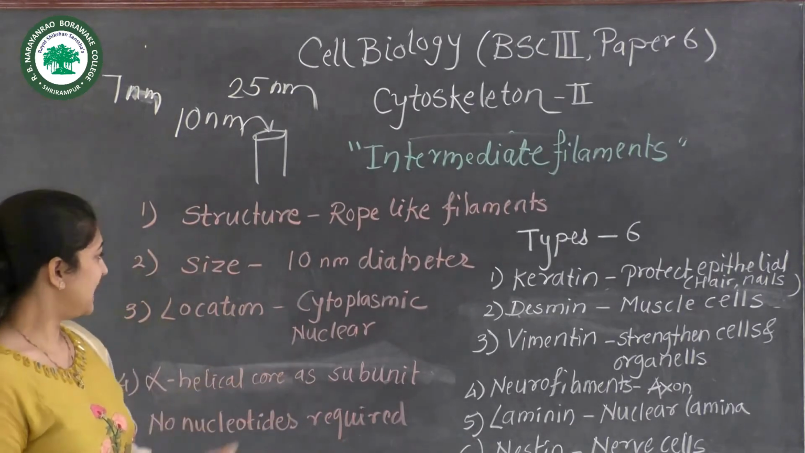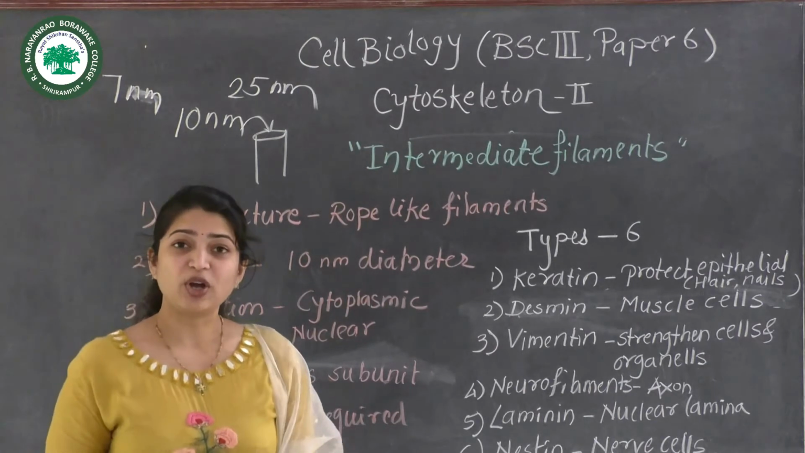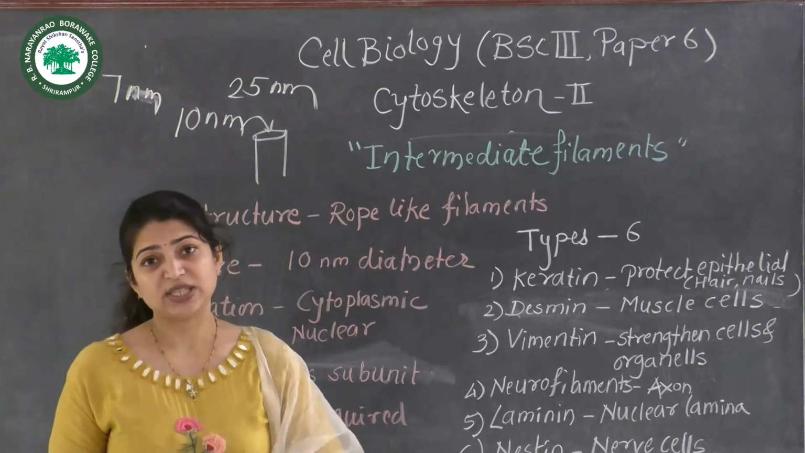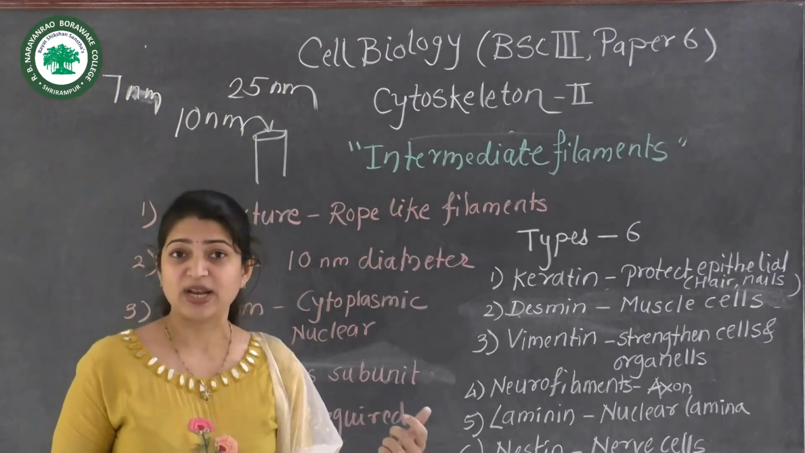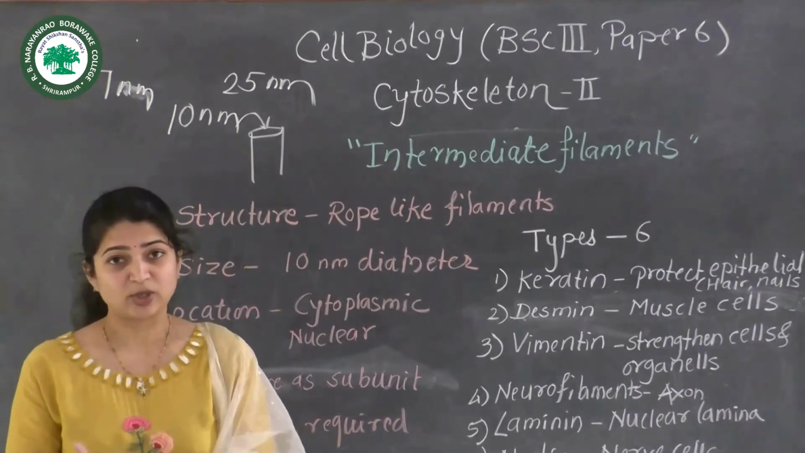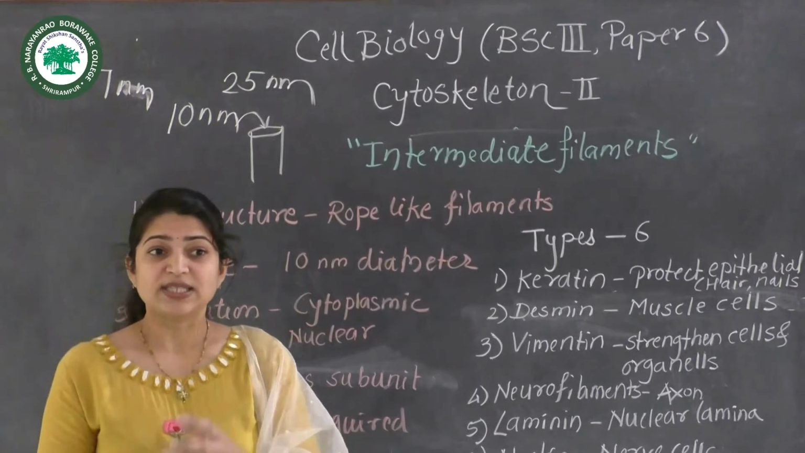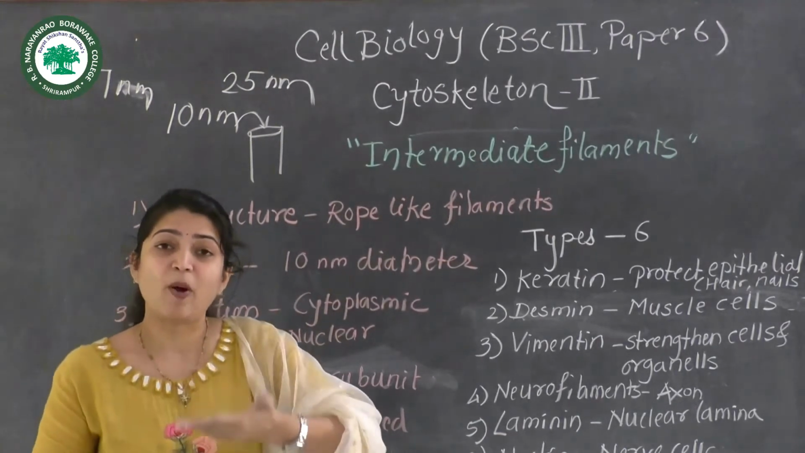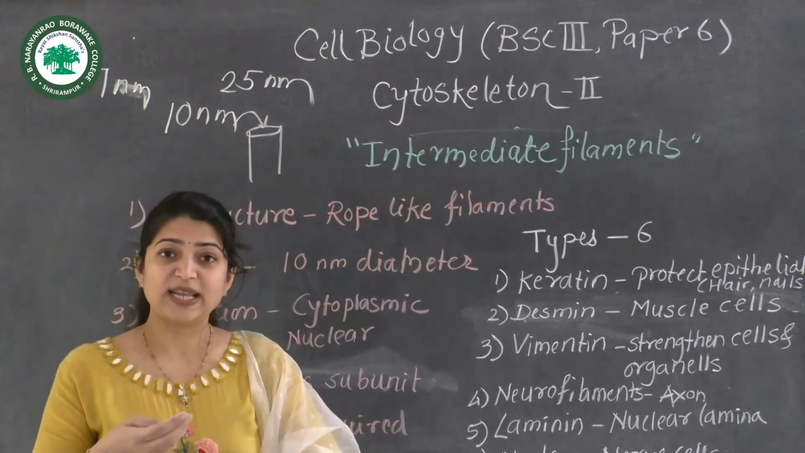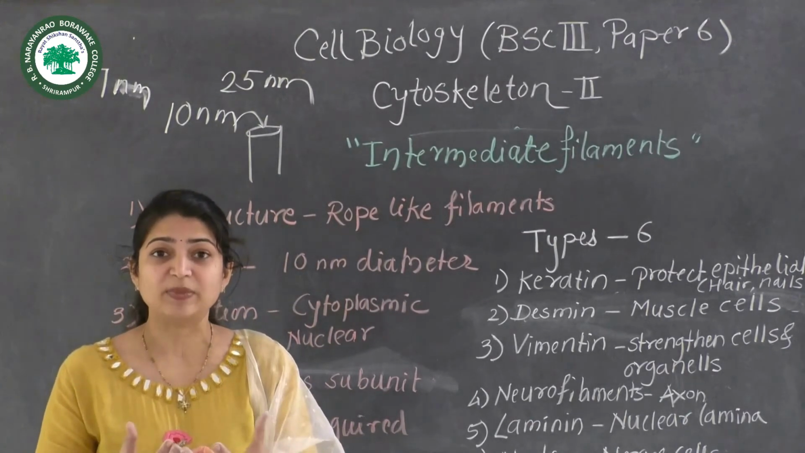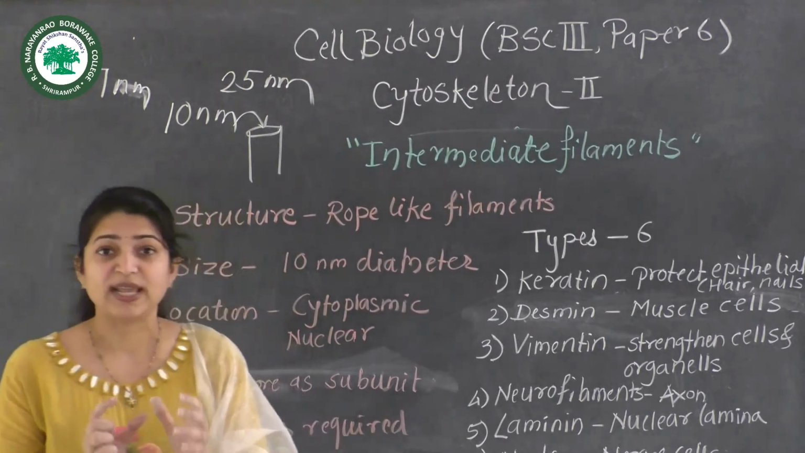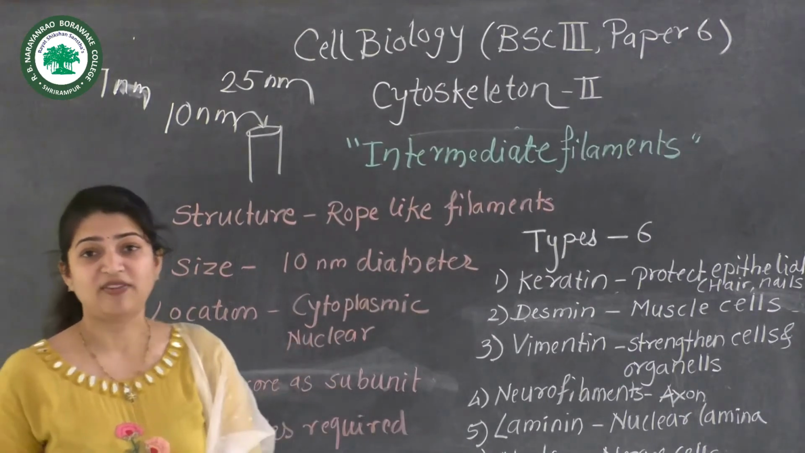Next is the location. The intermediate filaments form a mesh-like network just like microfilaments, but these are smaller in size. These intermediate filaments occur all over the cytoplasm, holding the cell organelles at their proper position. If the organelles were floating all over the cytoplasm, keeping them at a very specific position is done because of the intermediate filaments.